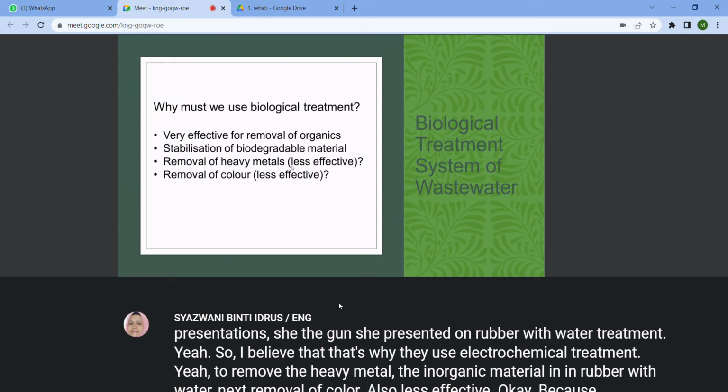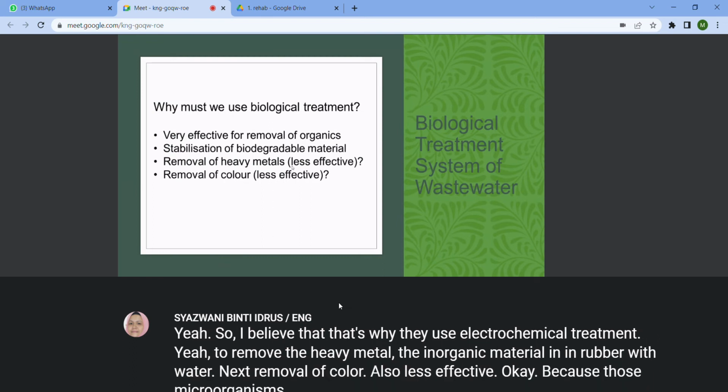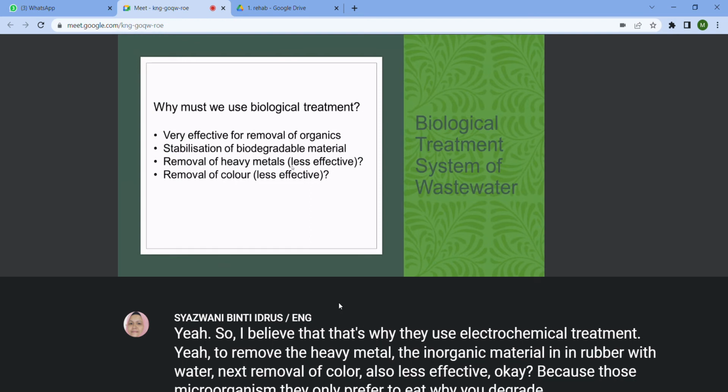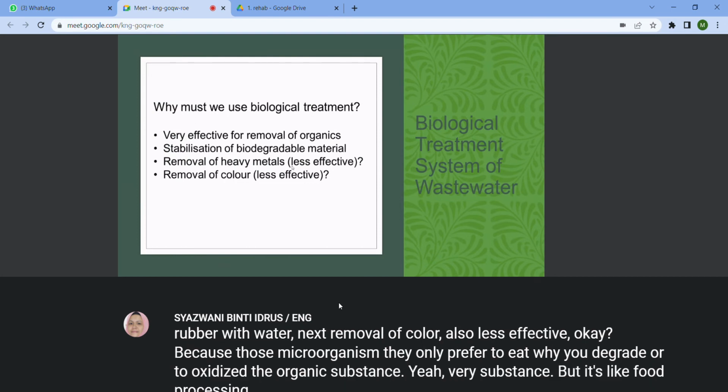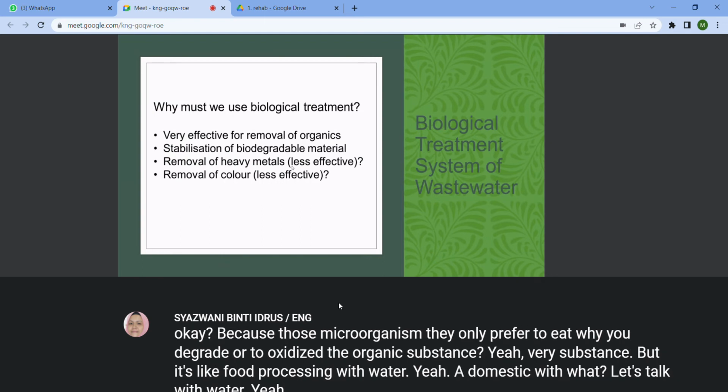Because those microorganisms only prefer to biodegrade or oxidize organic substances. What are organic substances like? It's like food processing wastewater, domestic wastewater, livestock wastewater. What else?